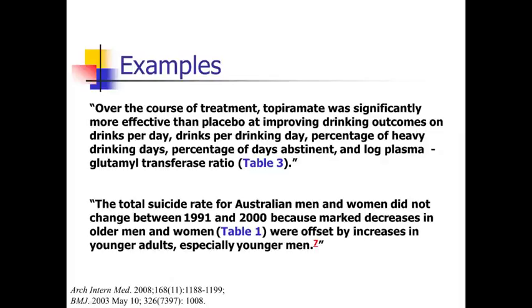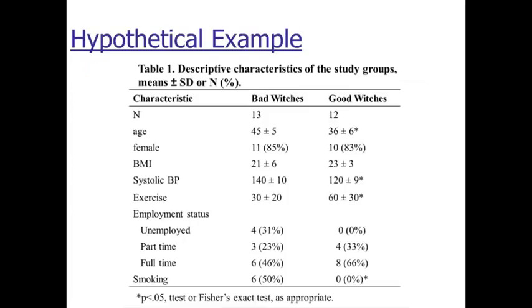Now I'm going to give you some examples of what not to do. I'm going to go back to that little hypothetical table we had on our study on bad witches and good witches. Imagine you're doing a study comparing bad witches and good witches. I gave you that made-up table 1 where I had some data on our witches showing that the bad witches tended to be a little bit less healthy. They were a little bit older. They exercised less, things like that.